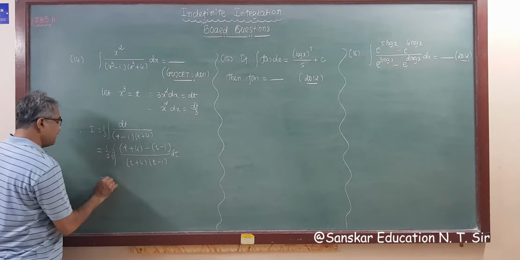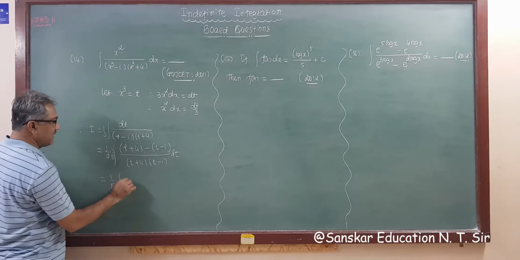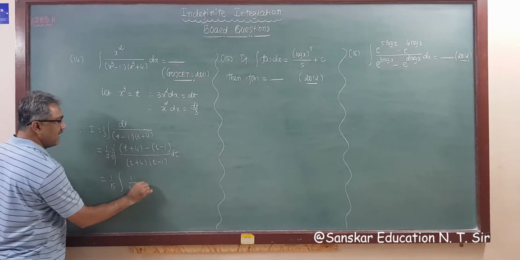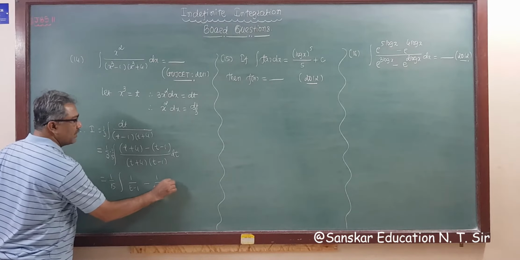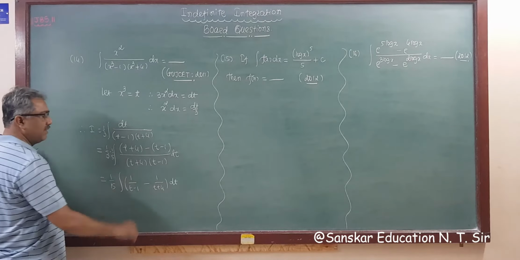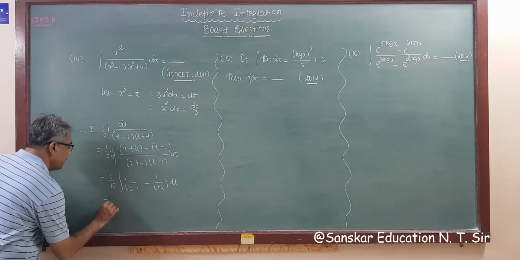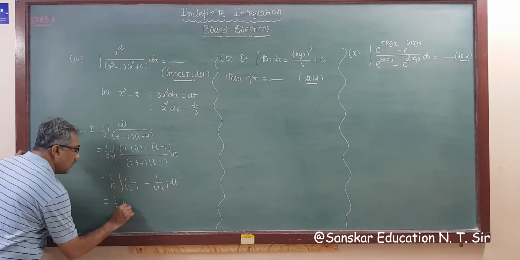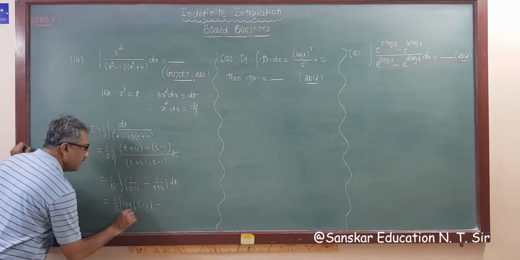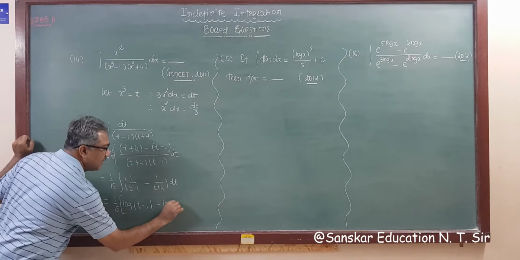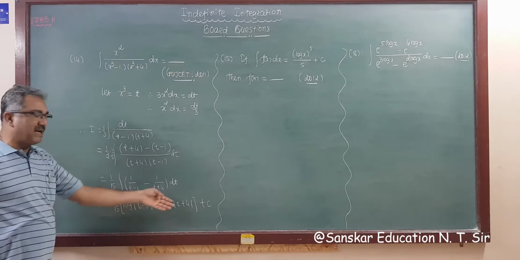So what is the answer? This is 1 upon 15 integration. If we bifurcate this, then we get 1 upon t minus 1 and minus 1 upon t plus 4 dt. So what is the answer? The final answer will be 1 upon 15 log modulus of t minus 1 and minus log modulus of t plus 4 plus c. Now this is log a minus log b.